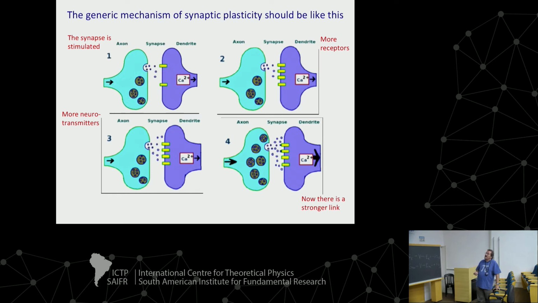But the generic mechanism is like that. A presynaptic cell is stimulated, so the synapse is stimulated and releases neurotransmitters. They bind to receptors. And there might be some mechanism here that increases the number of receptors. The increase in the number of receptors is followed by an increase in the number of neurotransmitters released by the vesicles. And then you have both a large number of transmitters and a large number of receptors. Then you have a stronger synapse. How does this operate? Nobody knows as yet.